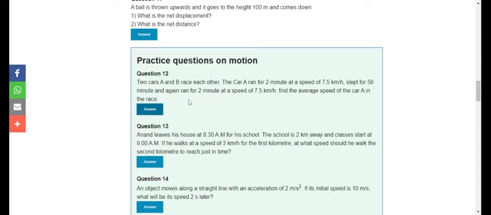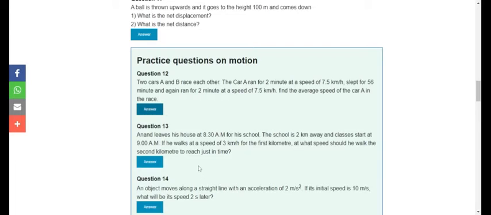Now you can see question number 13. Anand leaves his house at 8:30 a.m. for his school. The school is 2 kilometers away and classes start at 9 a.m. If he walks at a speed of 3 kilometers per hour for the first kilometer, at what speed should he walk the second kilometer to just reach in time?